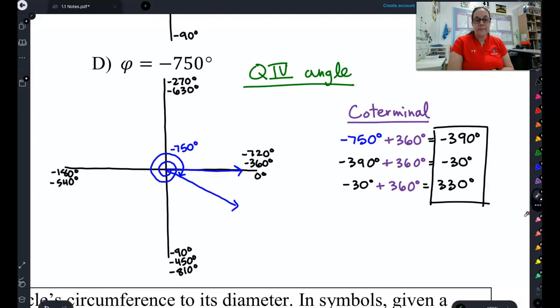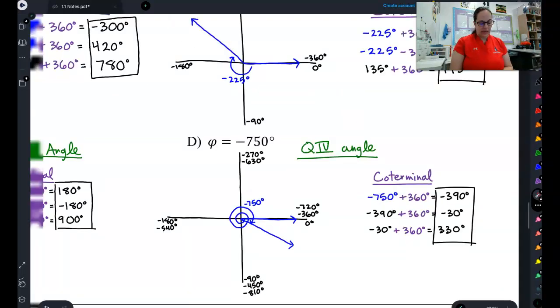Last one. So here it is graphed. You ended up having to go around the circle 2 times and a little bit more to get to negative 750 right there. So this is a quadrant 4 angle. And I added 360 a bunch of times so that I could get one negative angle and one positive angle, so I fit the instructions for what I need. Once again, you don't have to have these same angles. You could have added and subtracted differently to get different answers. You just need one positive and one negative.